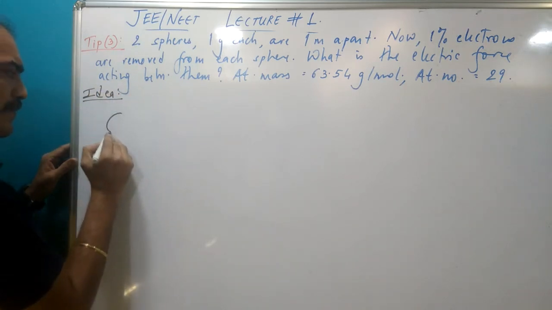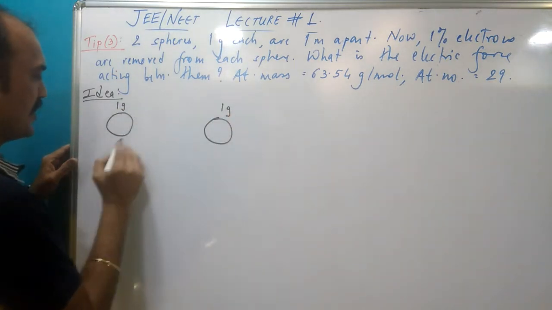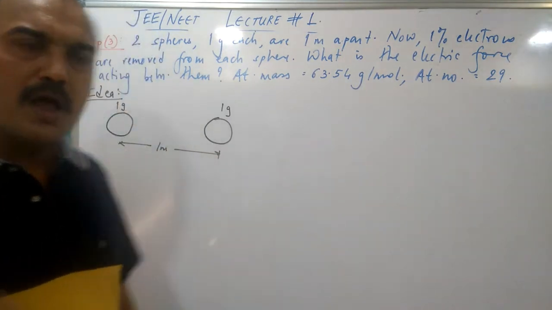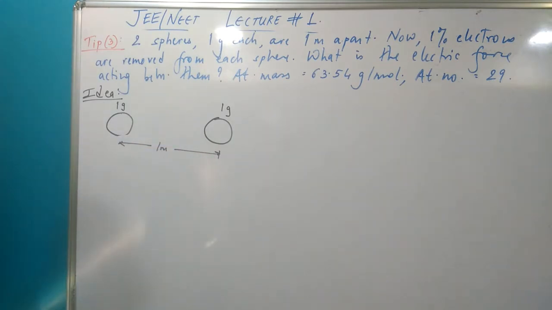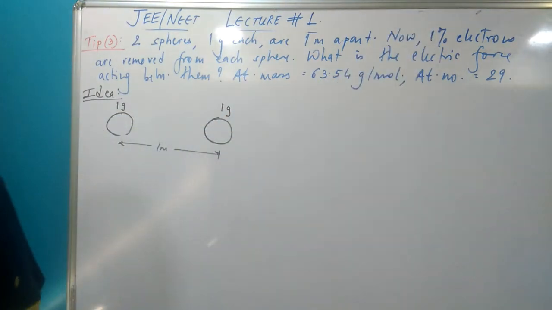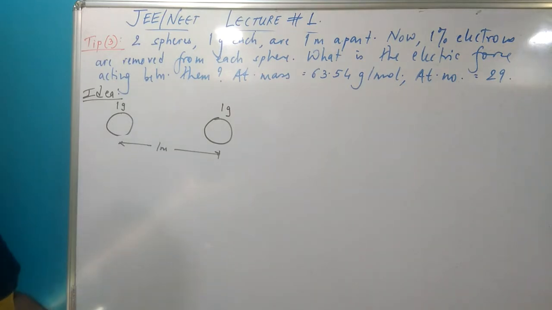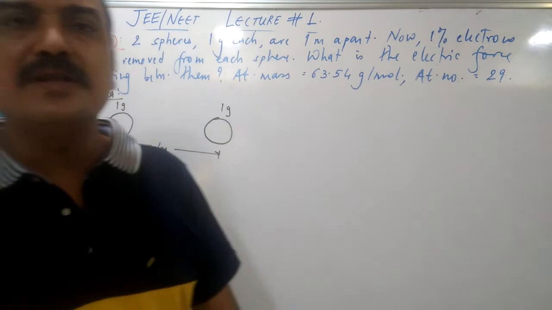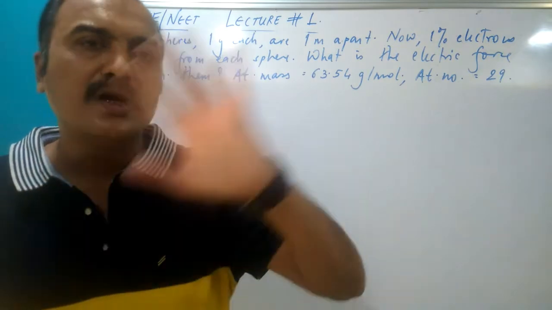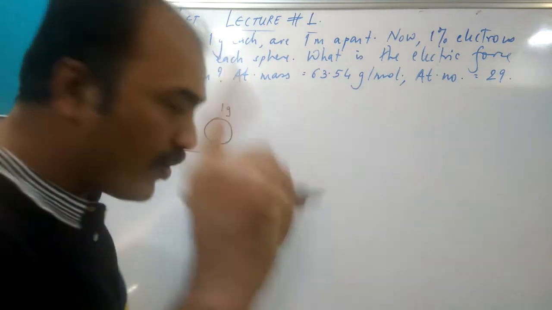Two spheres, 1 gram, 1 gram, and they are 1 meter apart. Had they been neutral, there would have been no force acting between them. But they have told us that 1% electrons have been removed from each sphere. Before taking the whole sphere, let us take one atom. They have given me the atomic number, 29, which means in one atom there are 29 protons and 29 electrons. Out of those 29, they have removed 1%.